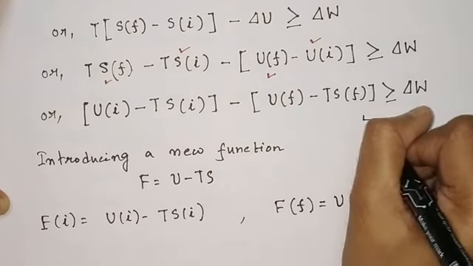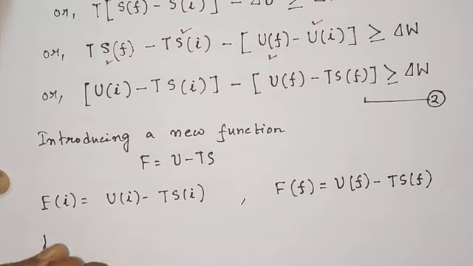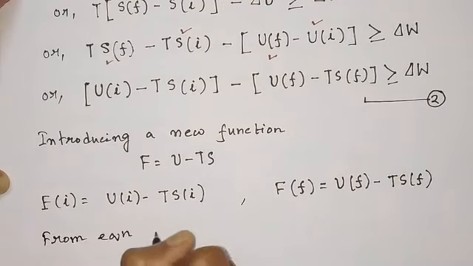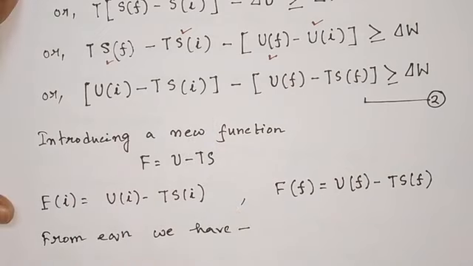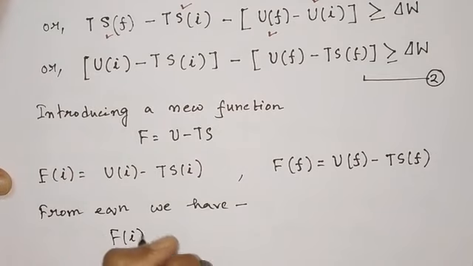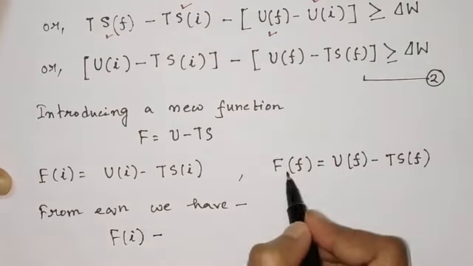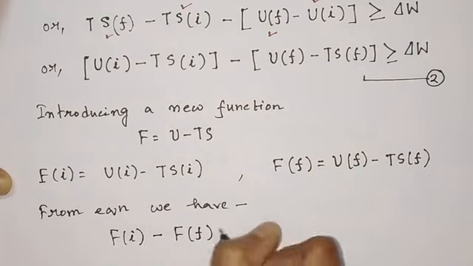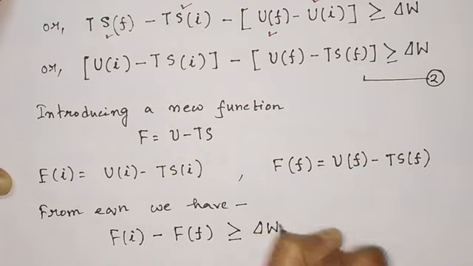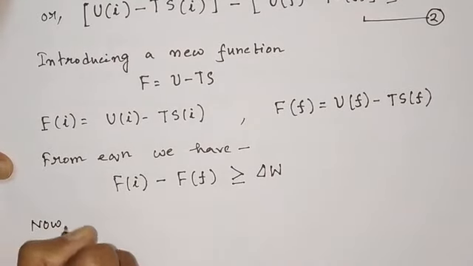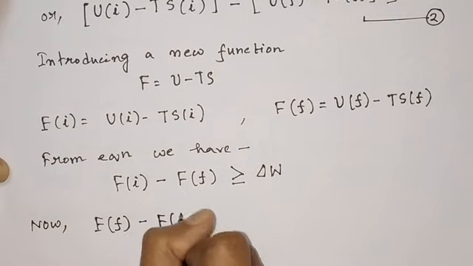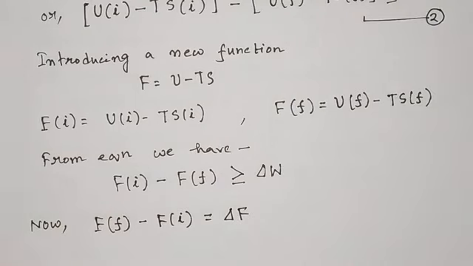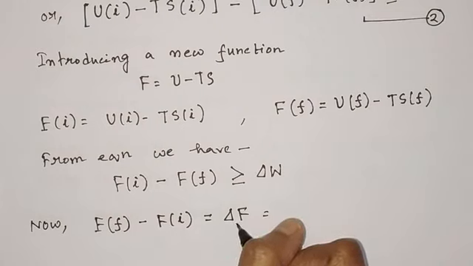If this is our equation 2, then from equation 2, instead of UI minus TSI we can now write FI in terms of the new function F, and UF minus TSF we can replace by FF, the value of the new function F for the final state, which is greater than or equal to delta W. Now the value of the new function at the final state minus the value of the new function F for the initial state is delta F, which is the change in the new function F in the process I to F.